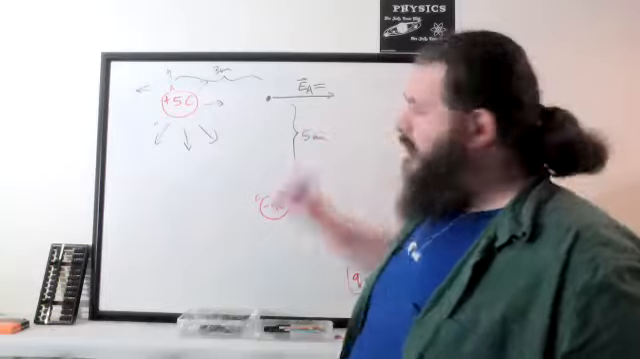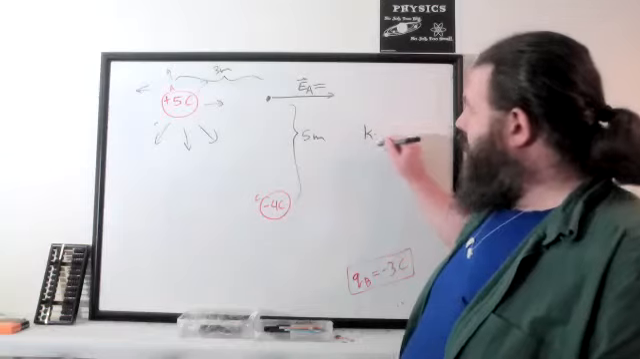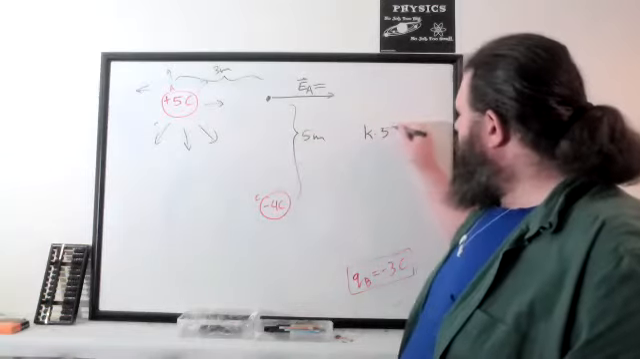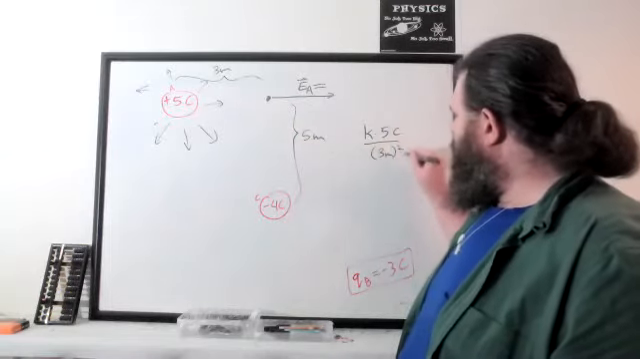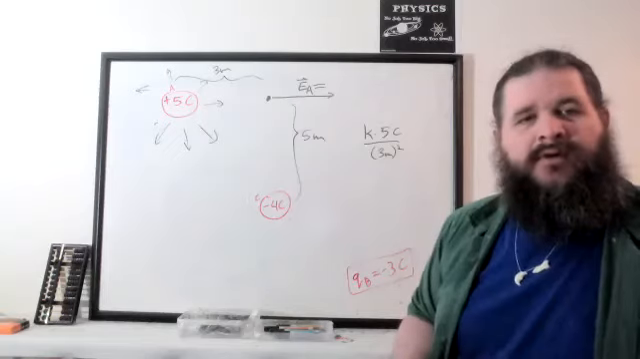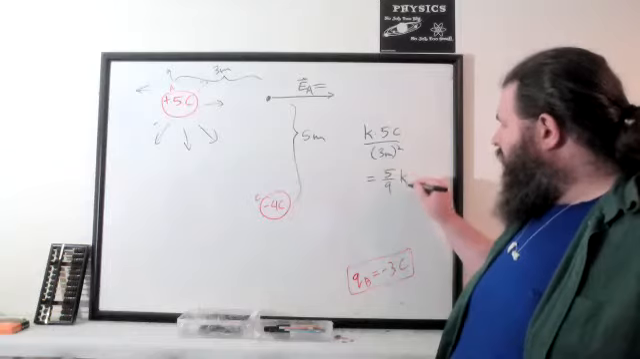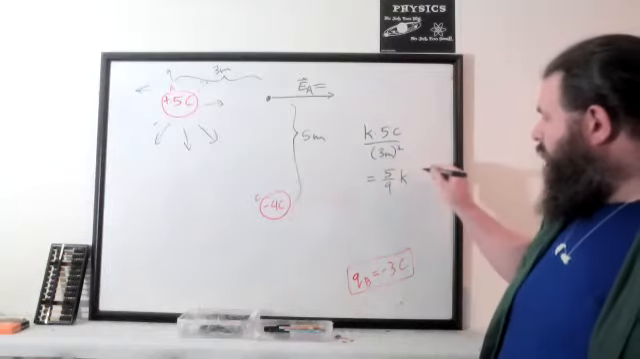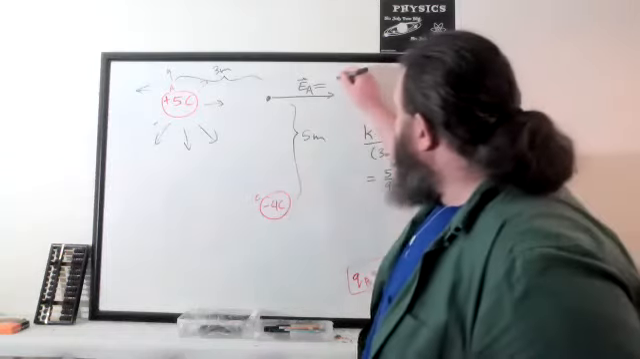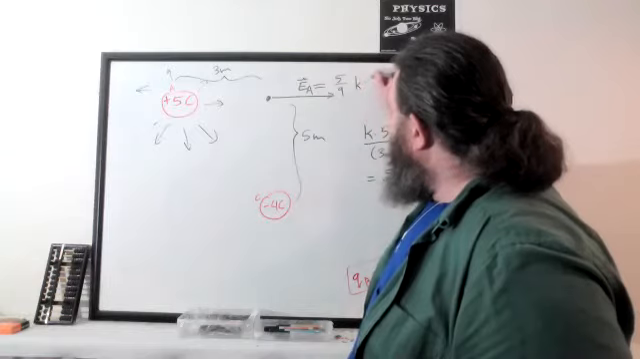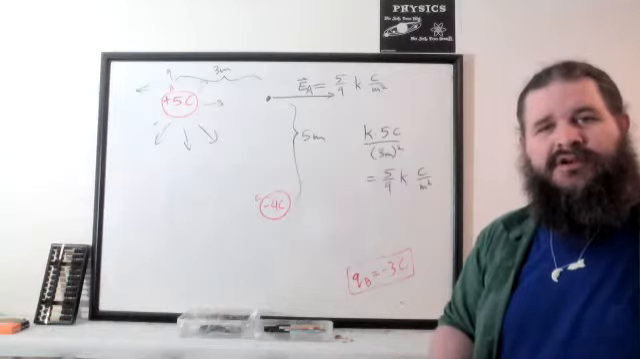And to figure out how strong that is, we can use the usual KQ over R squared. So that'll be K times the charge divided by the distance squared. 5 over 3 squared would be 5/9. So you get 5/9 K, and then the units would be coulombs per meter squared. So that's EA. EA is 5/9 K coulombs per meter squared. And again, that K is the universal electrical constant.